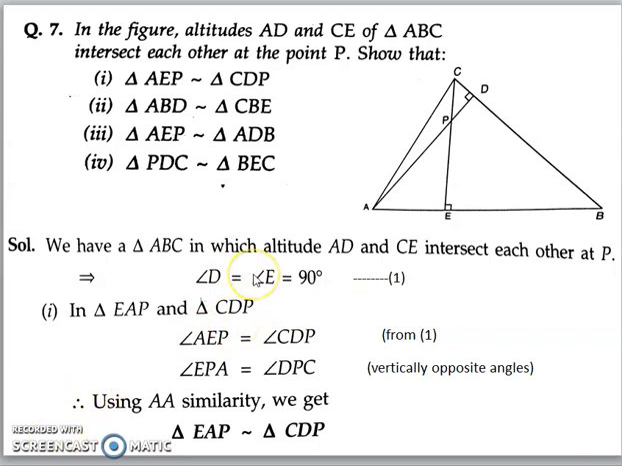Everywhere you are using the same criteria but for different sets of angles. So one pair will be 90 degrees each and another will be the common angle, which you have to see from the triangles, which of them is common between the two.